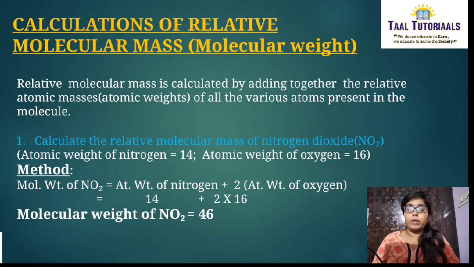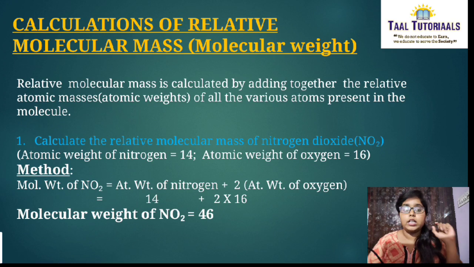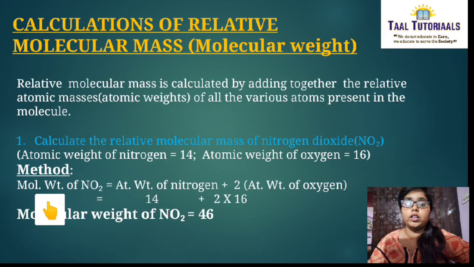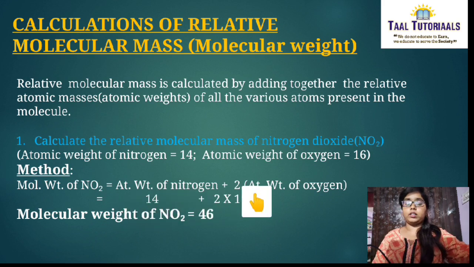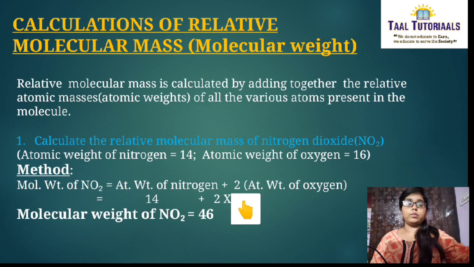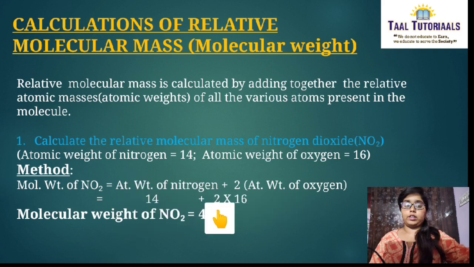Okay, calculate the relative molecular mass of nitrogen dioxide, that is NO2. For that, first you have to know the atomic weight of each element in it. Nitrogen is 14, oxygen is 16. So what is the method? See, I will show you. Molecule of nitrogen dioxide: first, you take the atomic weight of nitrogen plus you have oxygen 2 atoms, so you take 2 into atomic weight of oxygen. So 14 plus 2 times 16 is 46. This is how the molecular weight of NO2 comes.